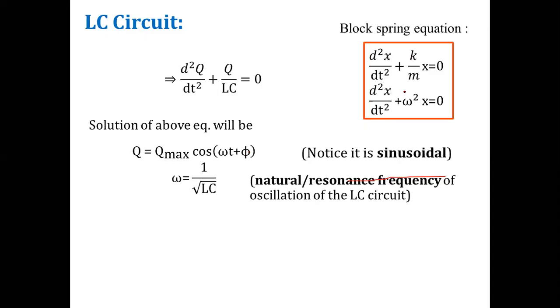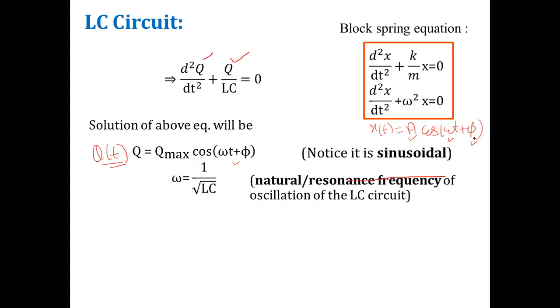Based on a similar argument, since this is a second order differential equation in charge, I can say that my charge, which I should rather write as a function of time because it is not constant and is going to vary with time, would be equal to Q max cos of omega t plus phi. For the block spring equation, we said that x of t is equal to A cos of omega t plus phi, where A is the amplitude, omega is the angular frequency, and phi is the phase constant or the phase angle.